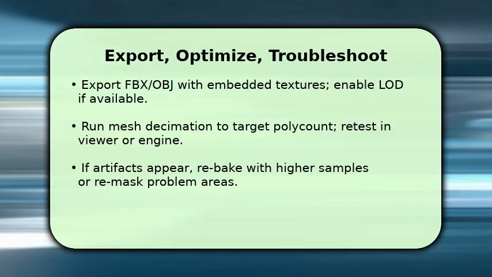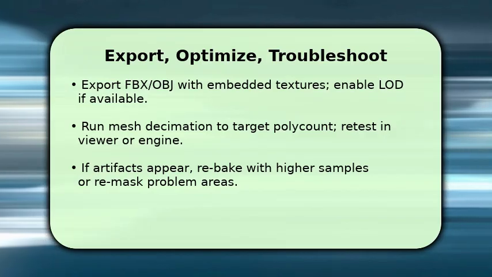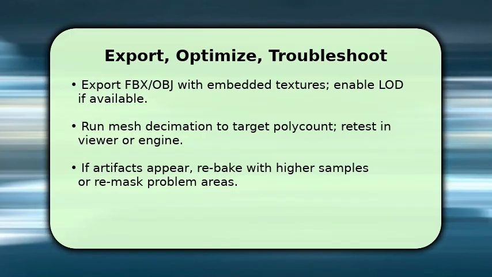If you see texture stretching or hole artifacts, rebake using higher sample counts or reapply masks to the problematic regions. If the mesh topology still fails, lower subdivision and rerun conversion.